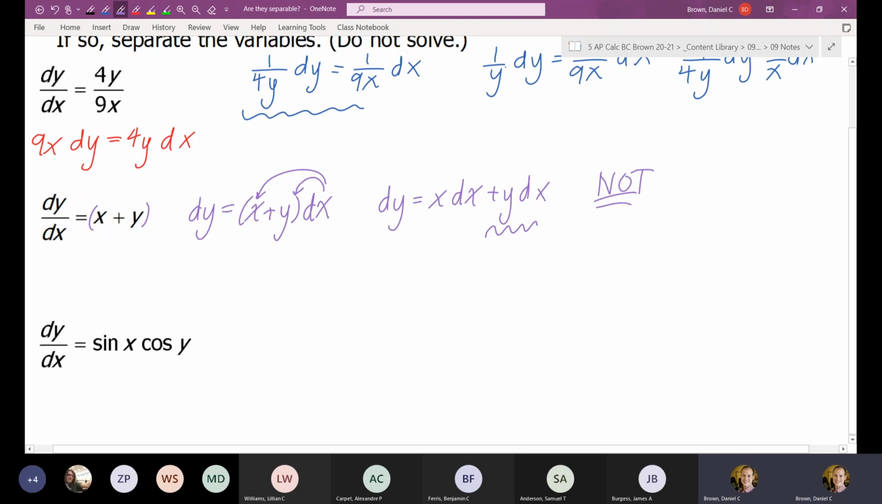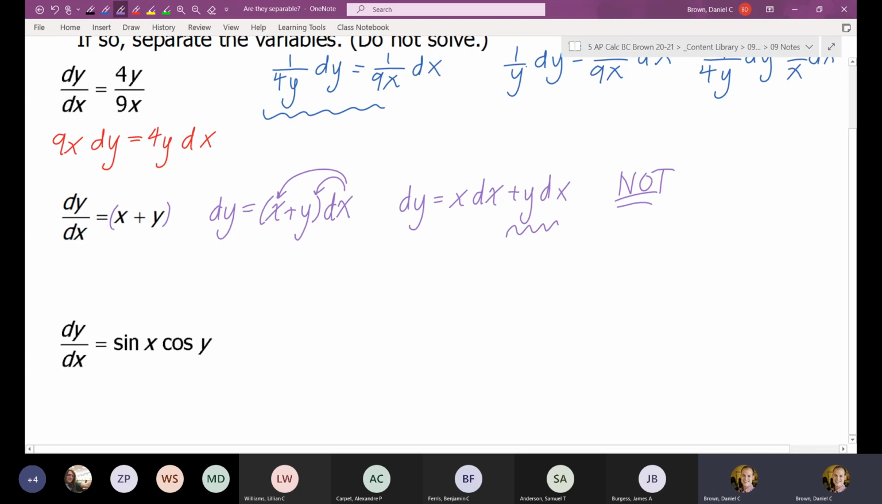Last one, separable or not? Yes, I guess the third one we know it is. Acceptable ways: 1 over cosine of y dy is equal to the sine of x dx. That's definitely correct. I know that when I'm solving a differential equation, we're often going to integrate it. So what's probably the better way to rewrite it instead of 1 over cosine? Secant. And I would rewrite as secant because we do have a rule to integrate secant. But again, we've separated the variables, and that's always going to be the first step.